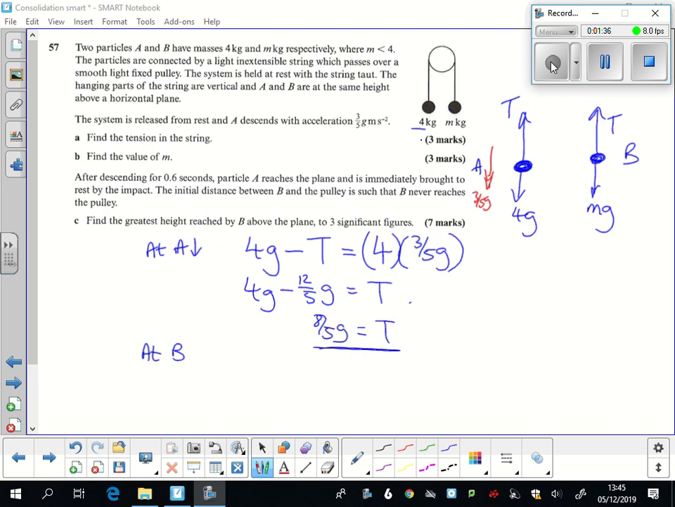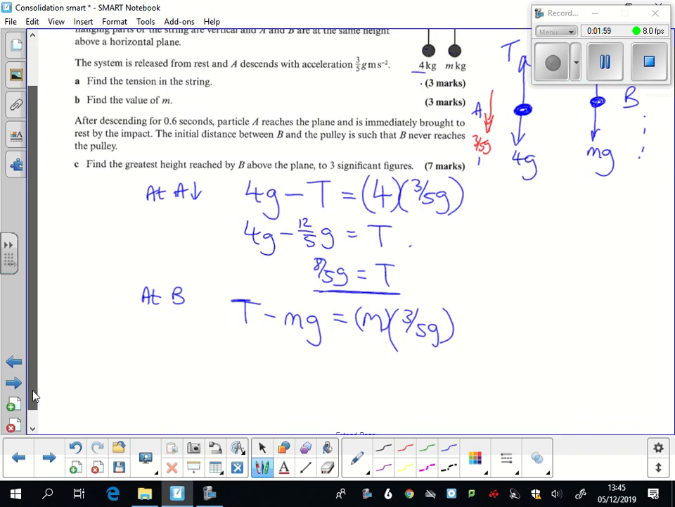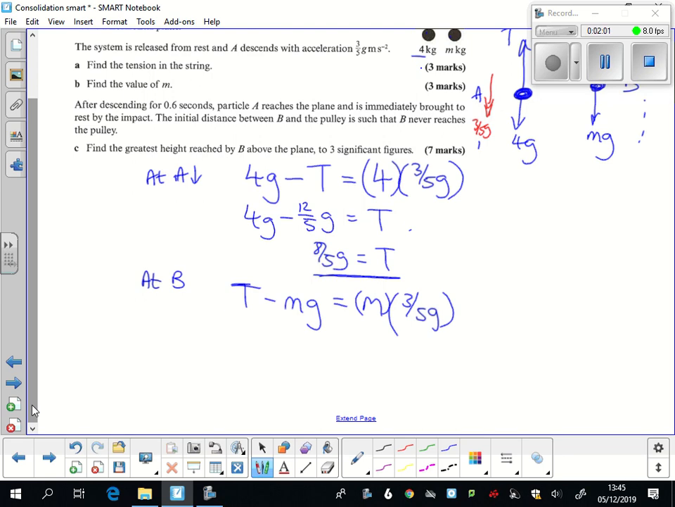Now look at what's happening at B. So if A is going down, then that must mean B is going up. And if B is going up, we've got a tension pulling it up, we've got mg pulling it down, and that equals its mass, m, times its acceleration, which is 3/5 g. Well, we've already decided that this tension here is 8/5 g, and that's why I left it as g rather than changing it to a decimal.